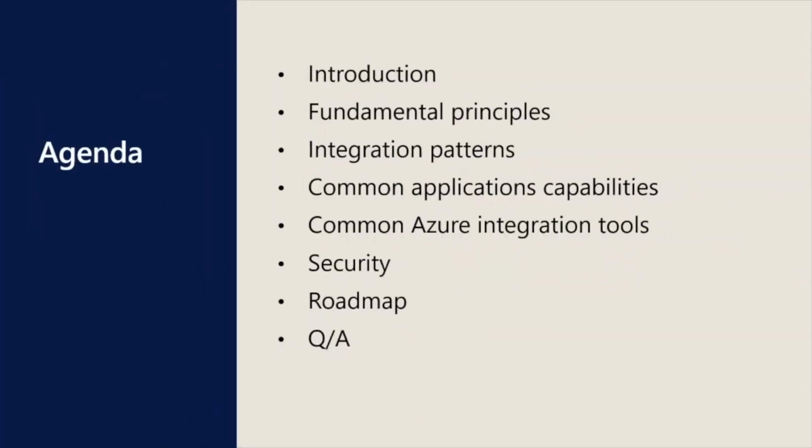Looking at today's agenda, we'll start with a quick introduction, which will include an eagle-eye view of the main components of the integration landscape. We'll then move to explain the fundamental principles that should guide the integration design. After that, we'll describe the main integration patterns and the factors that should guide pattern choice. Next, we are going to focus on the integration capabilities that are common between Dataverse and F&O applications. Moving further, we are going to describe some of the external tools used for third-party integration, and we'll briefly touch on security for integration. Finally, we'll share some fresh information on our roadmap. We'll use the remaining time for some live Q&A.